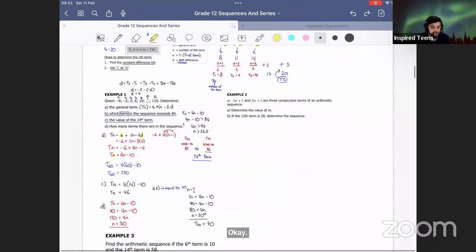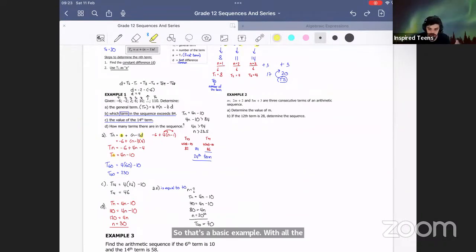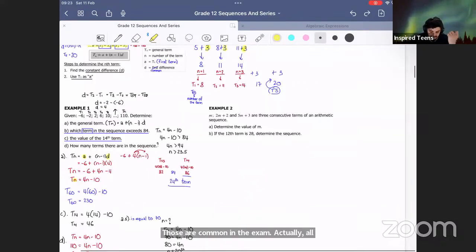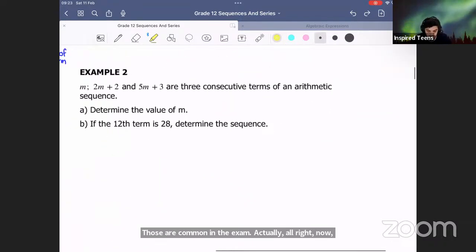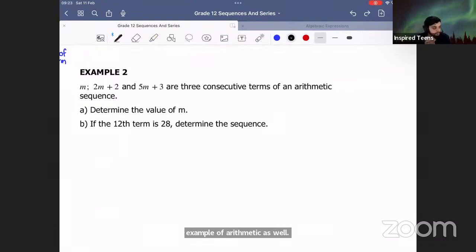So that's a basic example with all the basic questions, right? Those are common in the exam, actually, right? Now we're going to move on to a slightly more complicated example of arithmetic as well. Okay. So let's look at this example, example 2.